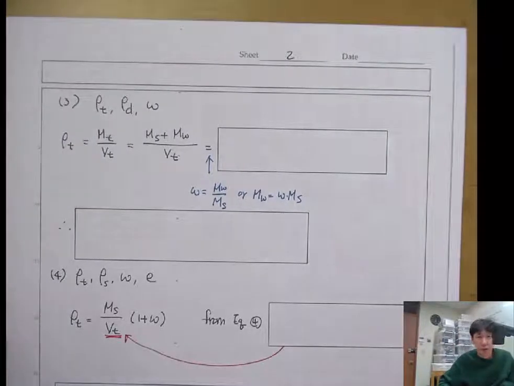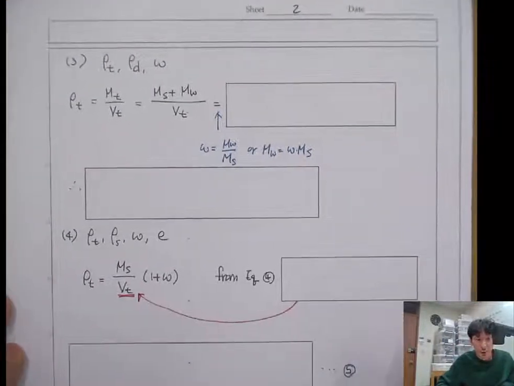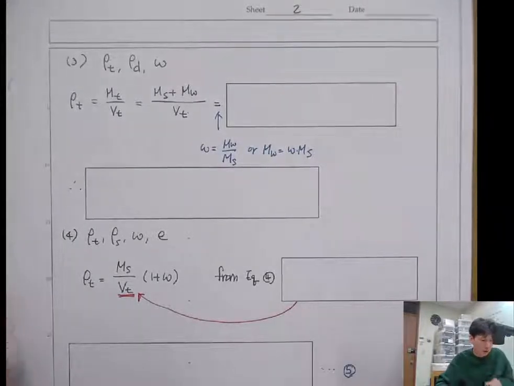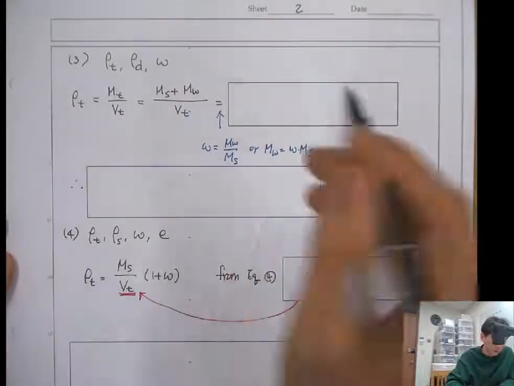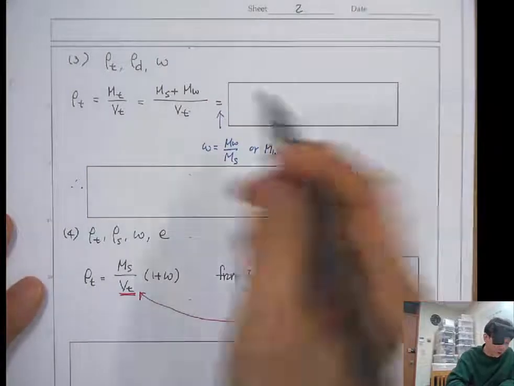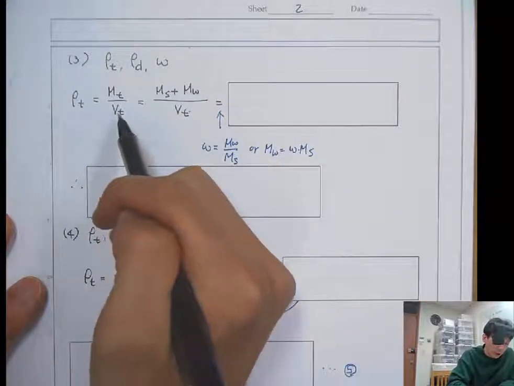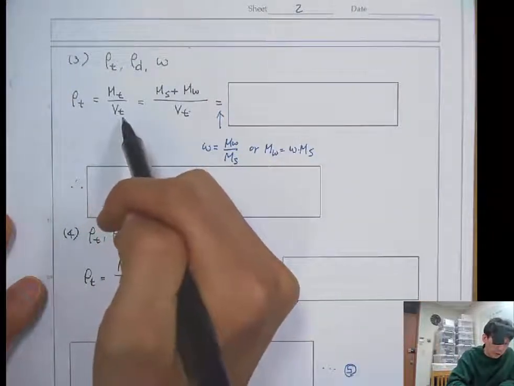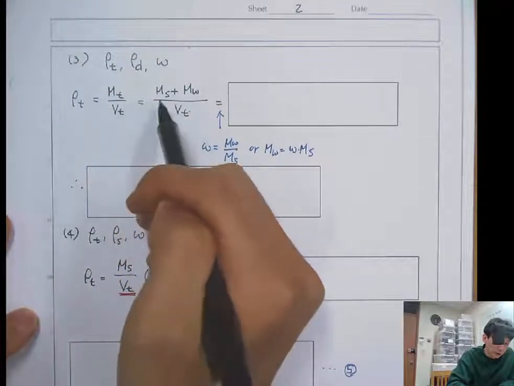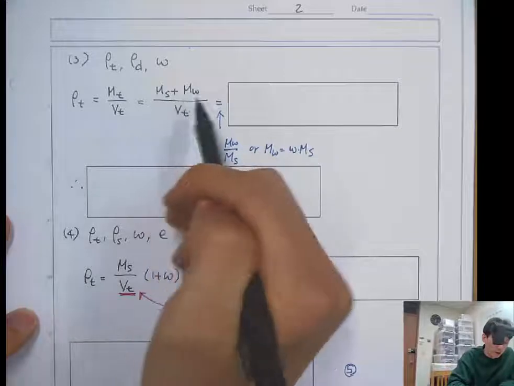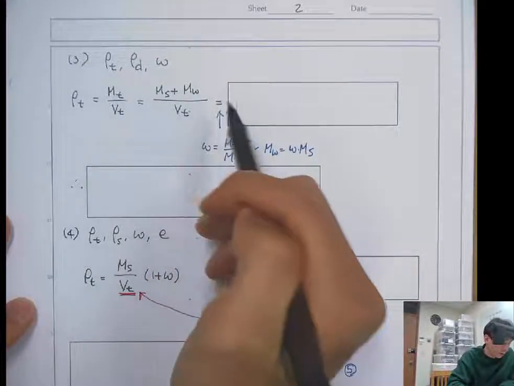Third relation is among rho T, the total density, rho D, the dry density, and water content. This relation is used for compaction later in chapter 5 a lot, so it's really important. Rho T is Mt over Vt, the total mass over the total volume. And here the total mass is Ms, the solid mass, plus the water mass.